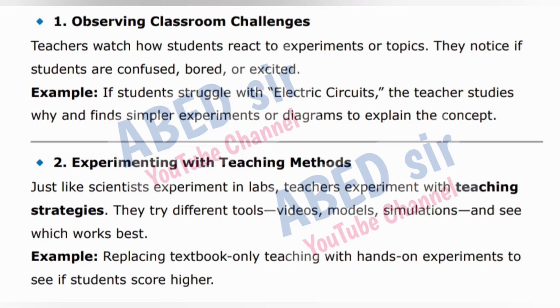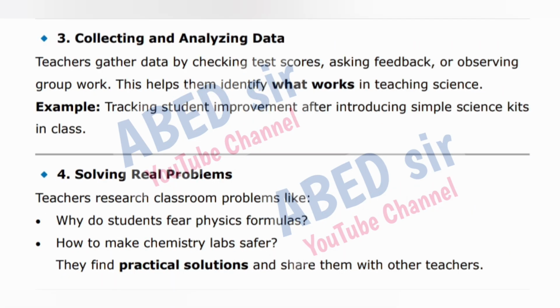Just like scientists experiment in labs, teachers experiment with teaching strategies. They try different tools, videos, models, simulations, and see which works best. Example, replacing textbook-only teaching with hands-on experiments to see if students score higher. 3. Collecting and analyzing data. Teachers gather data by checking test scores, asking feedback, or observing group work. This helps them identify what works in teaching science. Example, tracking student improvement after introducing simple science kits in class.